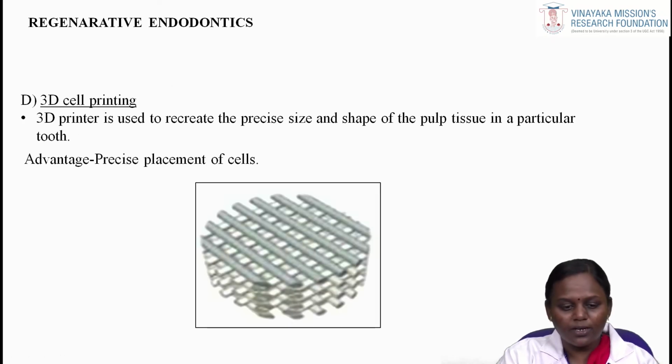3D cell printing. The 3D cell printing is nothing but a 3D printer is used to mimic the cell size and shape of the pulpal tissue of a particular tooth. The advantage of using this technique is that we can have a precise placement of the cells inside the canal.